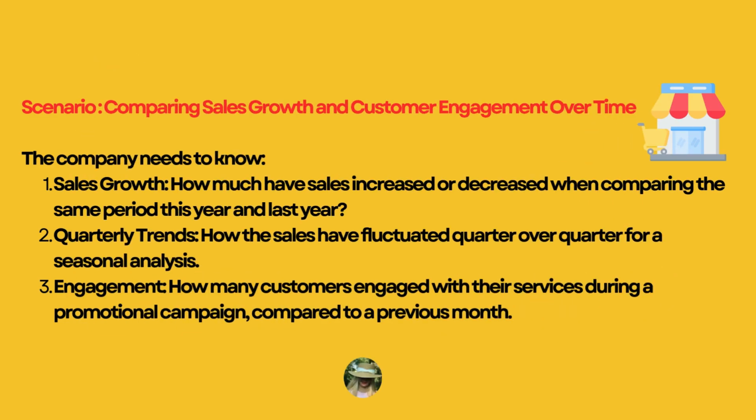A retail company wants to analyze performance across different time periods to evaluate both sales growth and customer engagement. To know how much the sales have increased or decreased when comparing the same period this year and last year; quarter trend, how the sales have fluctuated quarter over quarter for a seasonal analysis; and engagement, how many customers engage with their service during a promotional campaign compared to a previous month.